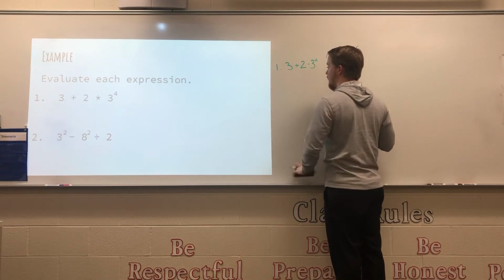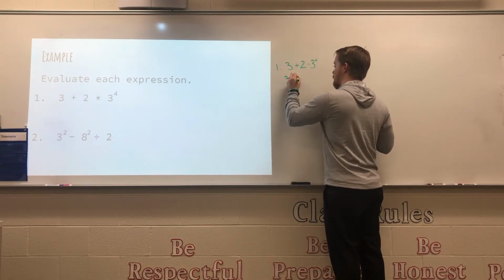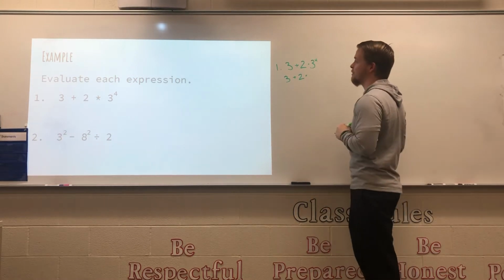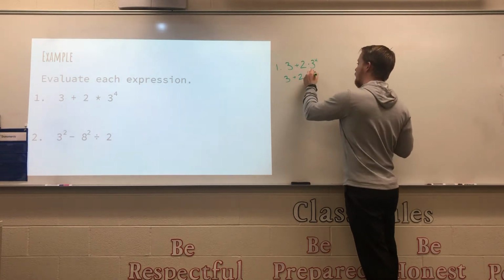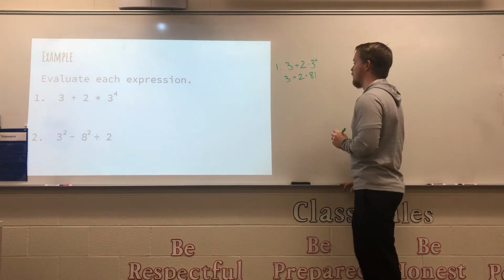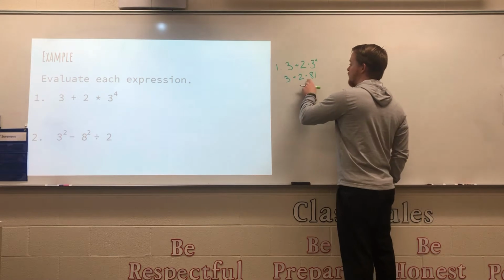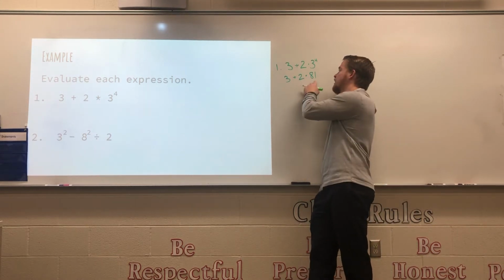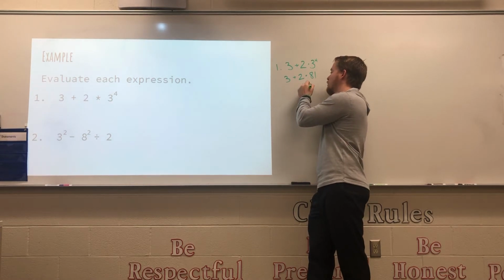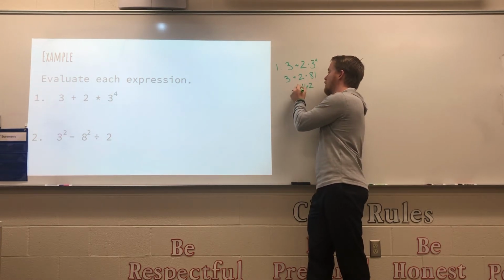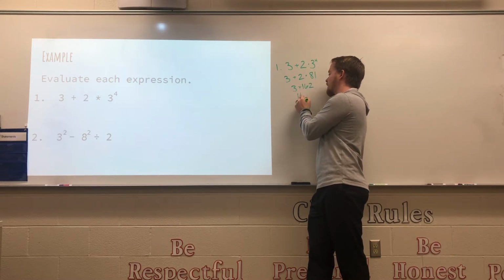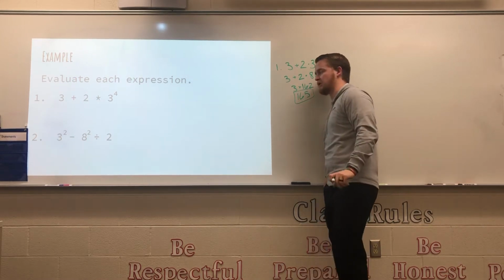So I'll bring down my 3 plus 2 times, and then 3 to the 4th power would be 81. Then from here we have 3 plus 2 times 81. Multiplication should come next in order of operations. So 2 times 81 is 162. And then finally we have 3 plus 162, and that is 165. So there's your final answer when you evaluate each expression.